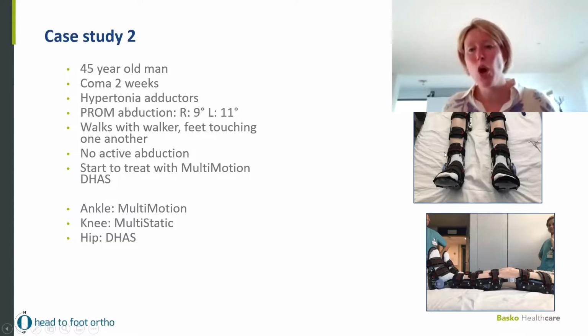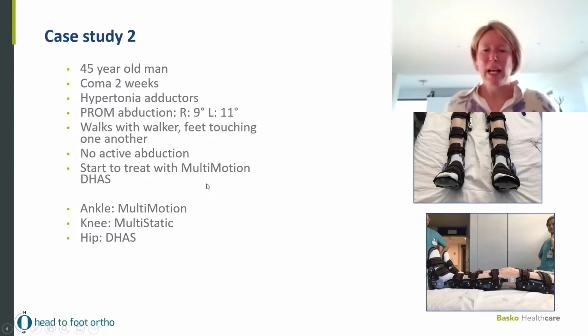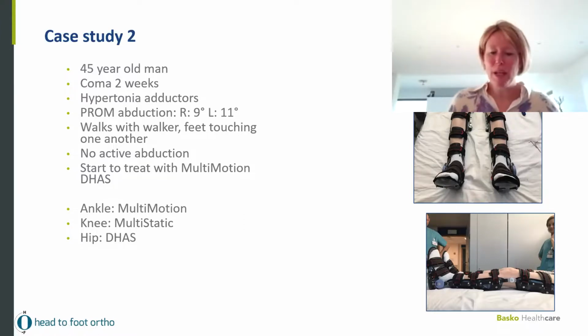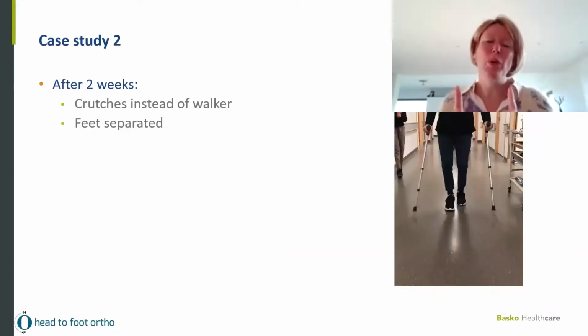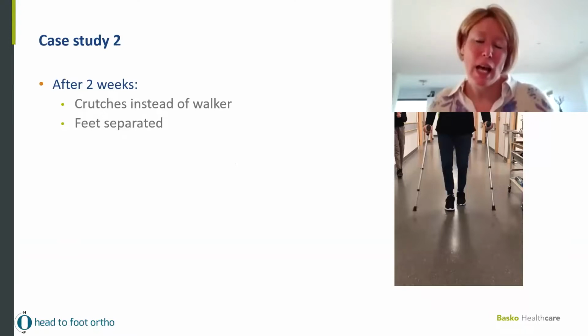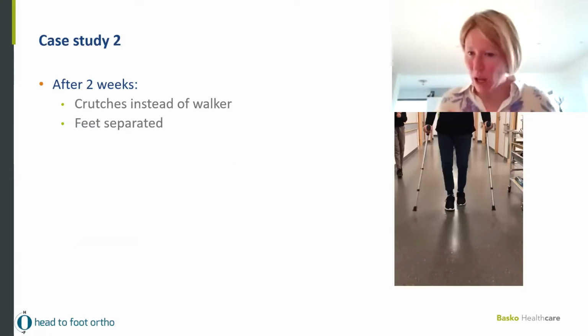This man had no active abduction, only passive range of motion, 9 degrees on the right and 11 degrees on the left side. And he couldn't really walk because his feet were touching all the time. And we just started the treatment in combination. He was already 3 months in rehab, already under PT hands, but it was not enough.